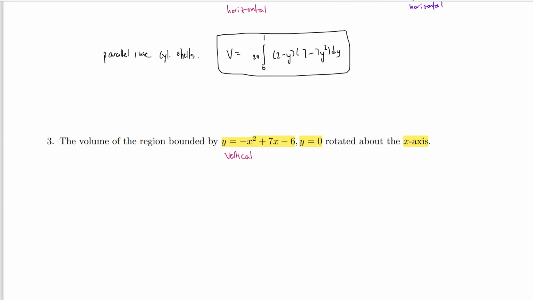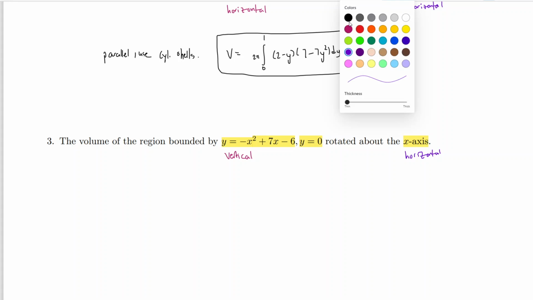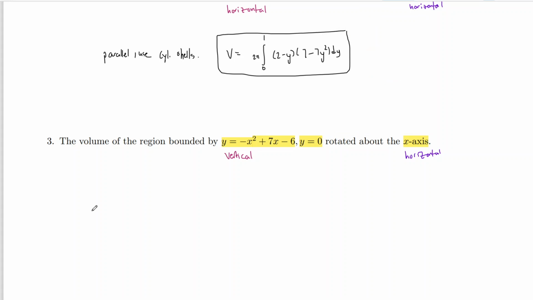Is the x-axis vertical or horizontal? And it is horizontal. Now, a vertical line and a horizontal line are perpendicular, which means we want to use the washer or disc method based on our picture. And we can go ahead and just remember that for the washer or disk method, we use just pi because it's pi r squared.